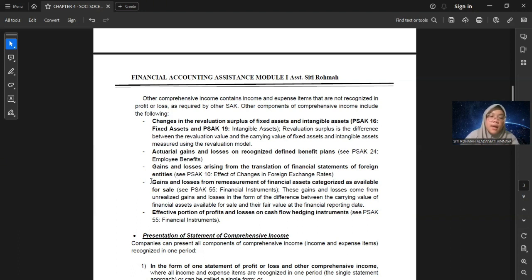And then gains and losses from a remeasurement of financial assets categorized as available for sale. We can see it at PSAK 55 about financial instruments. The last one is effective portion of profits and losses on cash flow hedging instruments. We can see it at PSAK 55 about financial instruments as well.